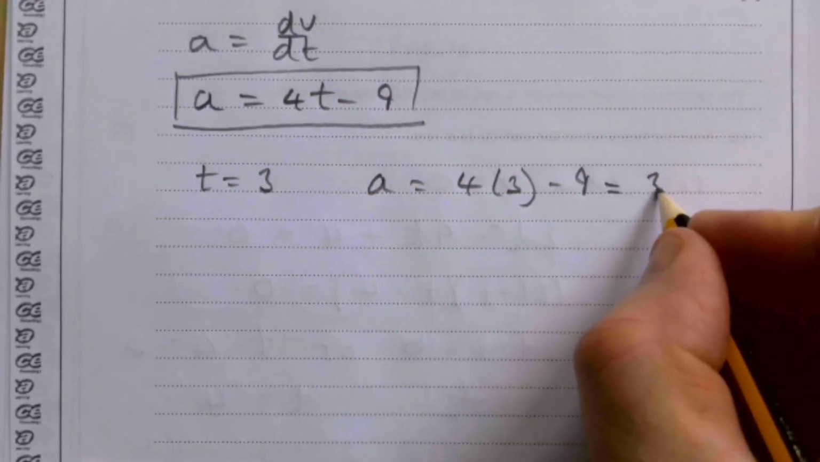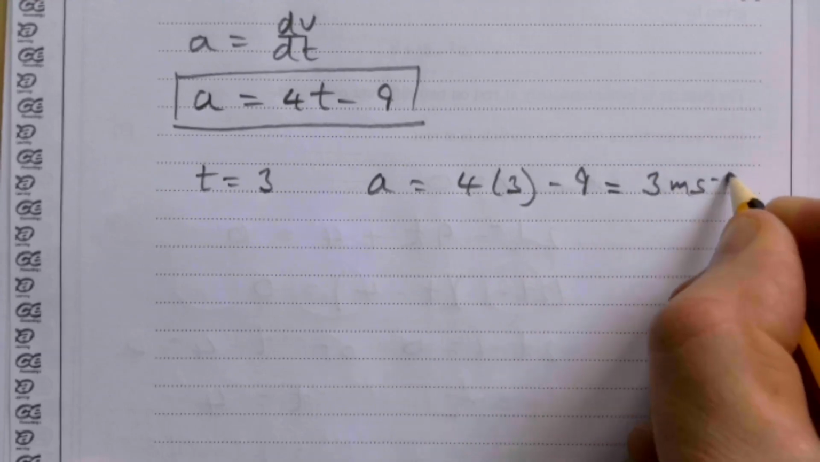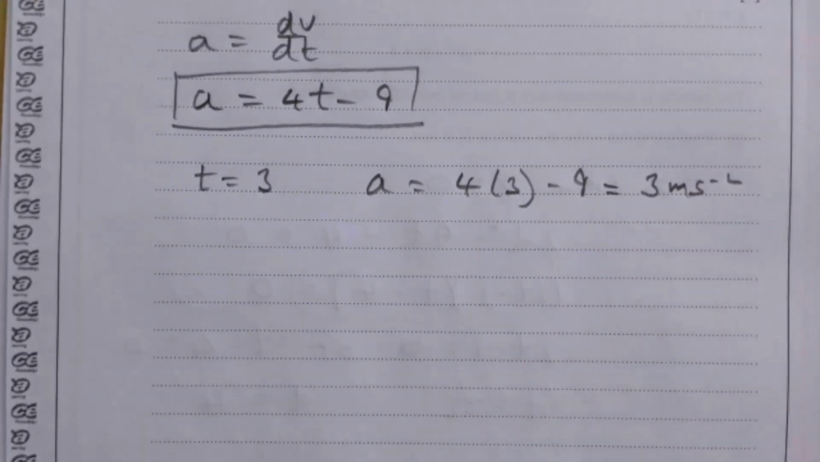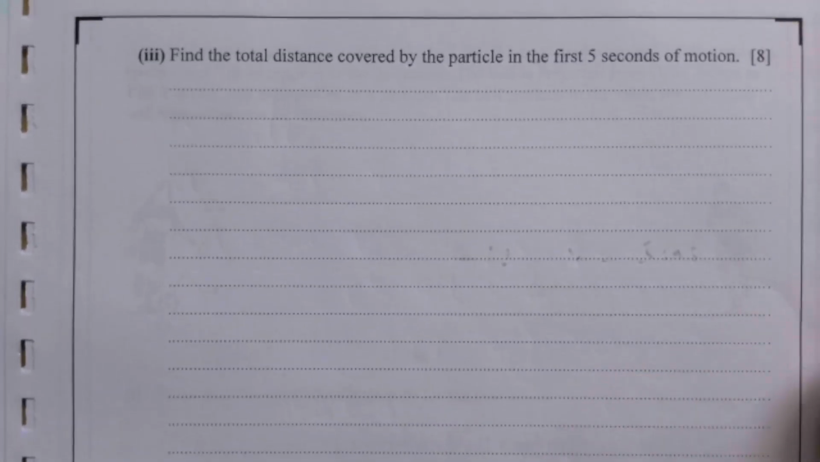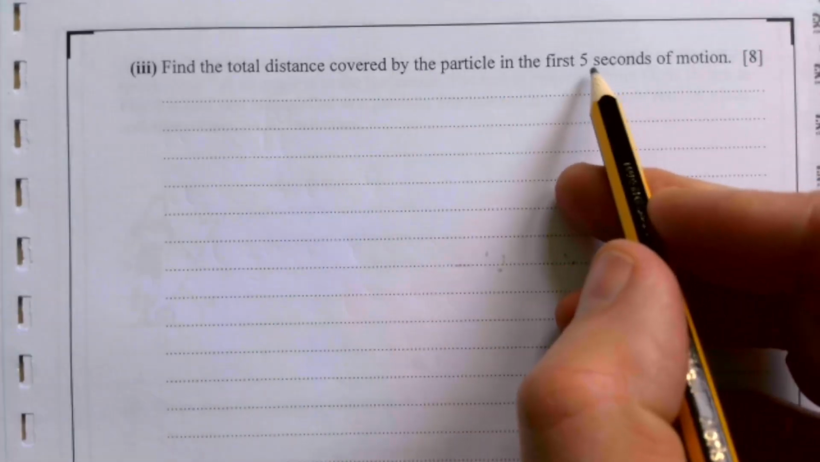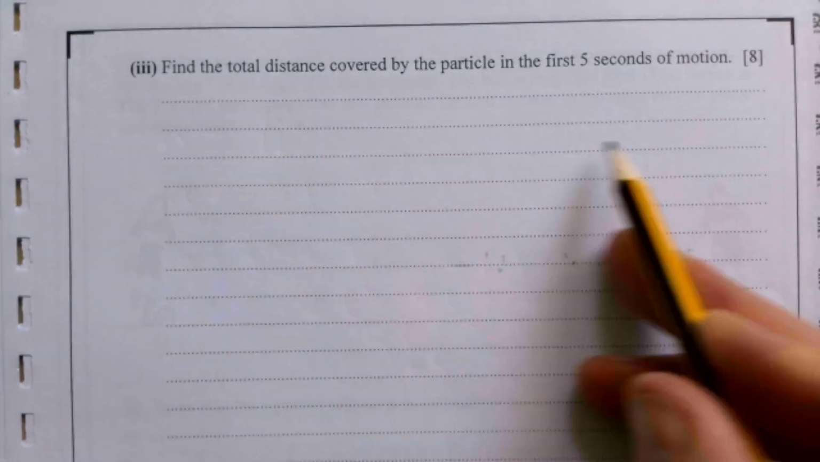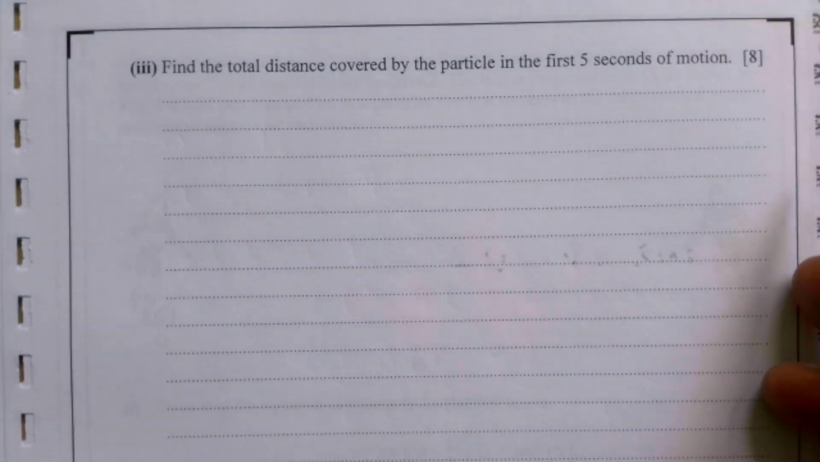And that gives us then 3 meters per second squared. Part 3, find the total distance covered by the particle in the first 5 seconds. Part 1 is useful for us in that scenario because it tells us when it was at rest, so it's probably backed onto itself here, so we just need to be careful of that.